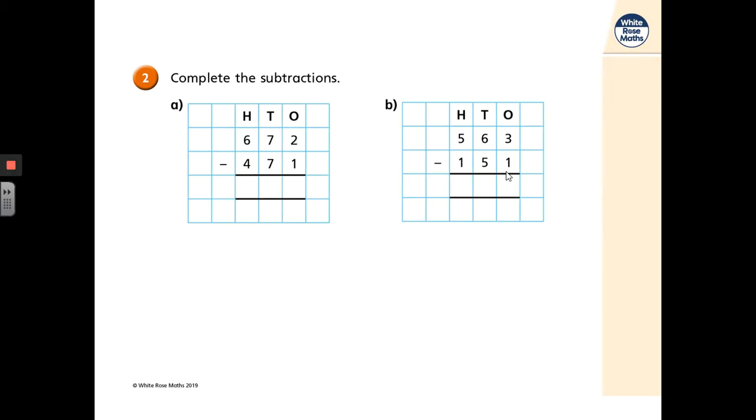Number 2 just says complete the column subtraction. So complete the subtraction. So you've got 672 subtract 471. And then you've got 563 subtract 151. So again, if you need to draw anything to help you with this, please do. You should be okay today because we're not doing any exchanging.